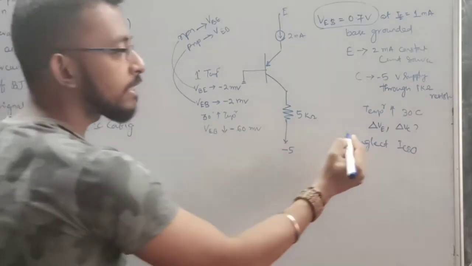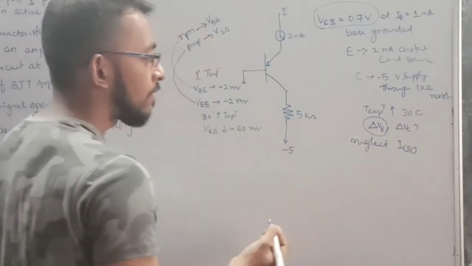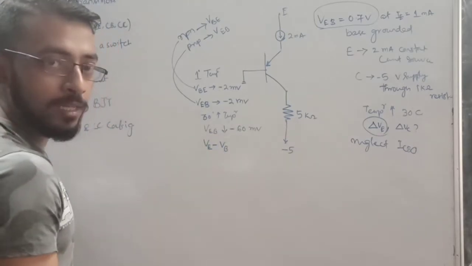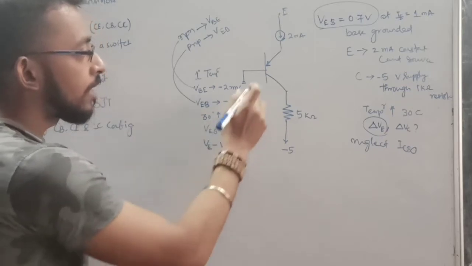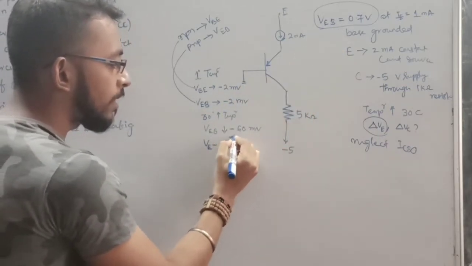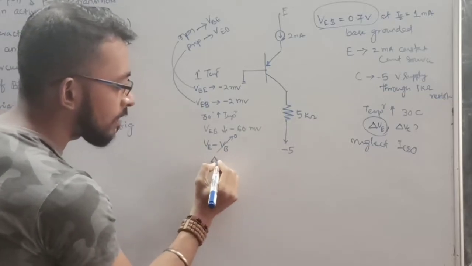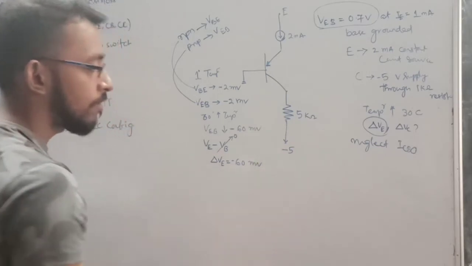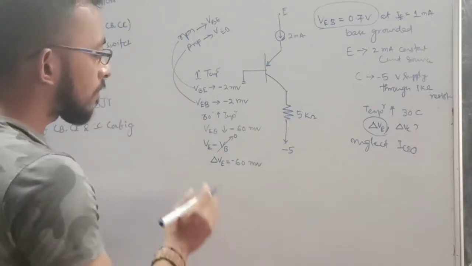But in our question it is asked what the change in the emitter voltage is. You see, VEB means VE minus VB. In the question it is given that the base is grounded. Base is grounded means VB is 0. So what is the change in VE? That is equal to minus 60 millivolt. Is it clear or not?